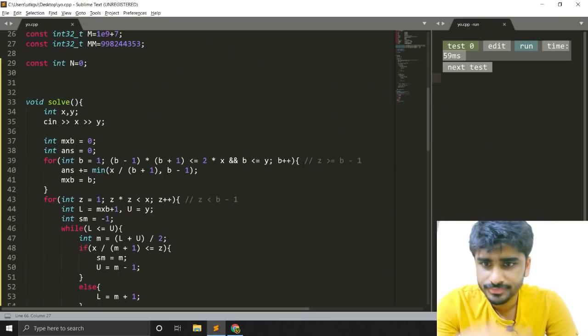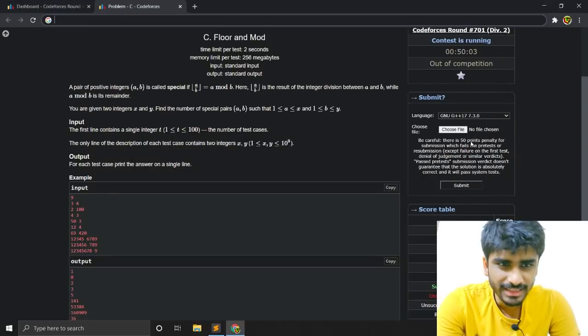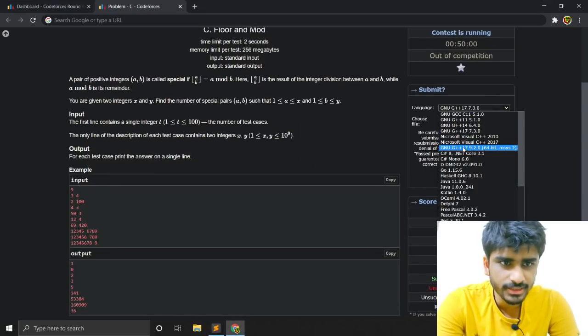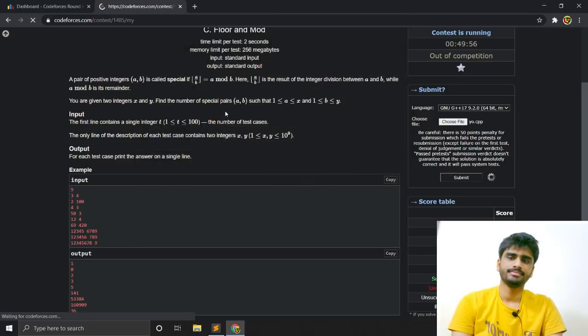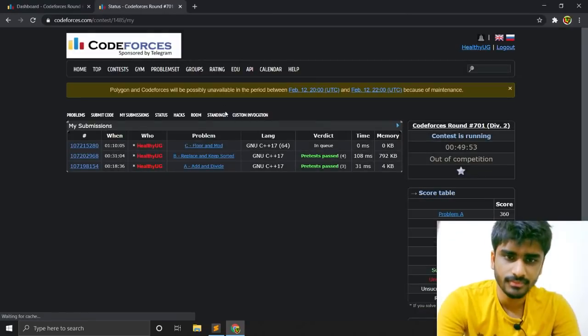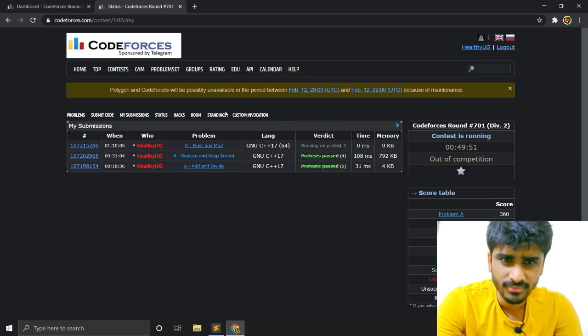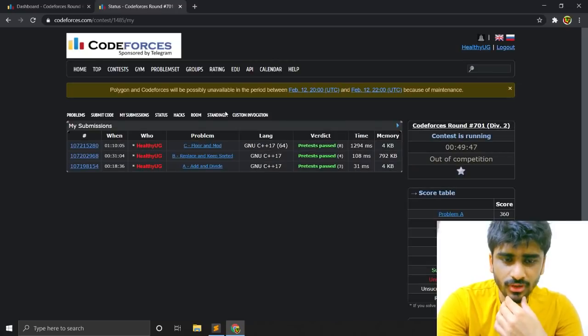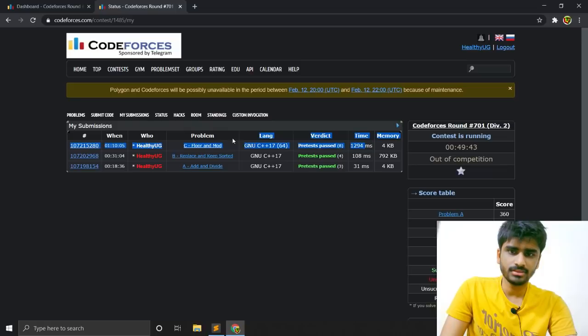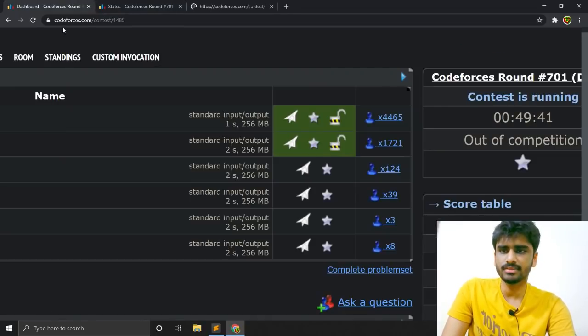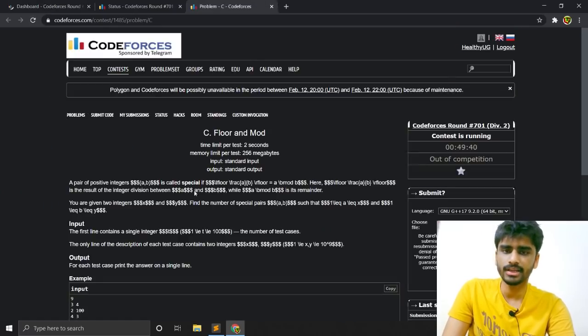Okay. Yeah, let me try 64-bit compiler for this one. Prevent TLE. Could be wrong answer as well. I mean, wow, it passed. Okay, maybe it wouldn't have passed on the other one. So maybe I overcomplicated it a lot in the implementation.